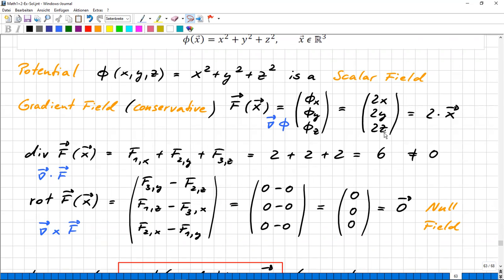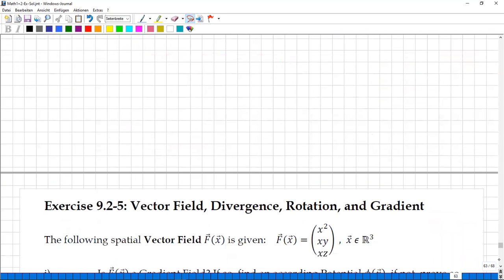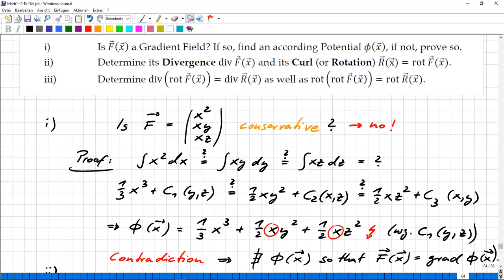And every time we should get the same expression. And as you see, this is more or less the only possible function of three independent variables which fulfills this condition: that its partial derivative for x equals 2x, for y equals 2y, and for z equals 2z. And analogously, we have to try and do what I just told.